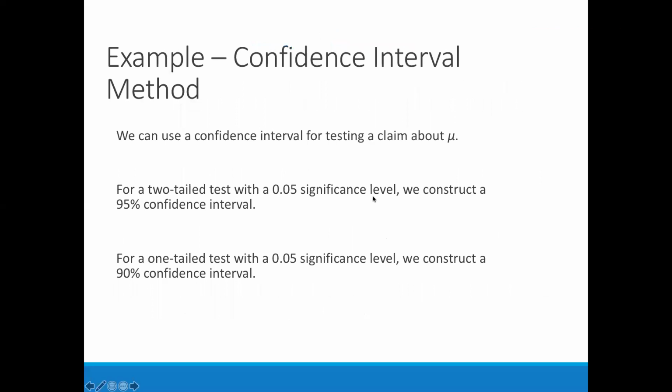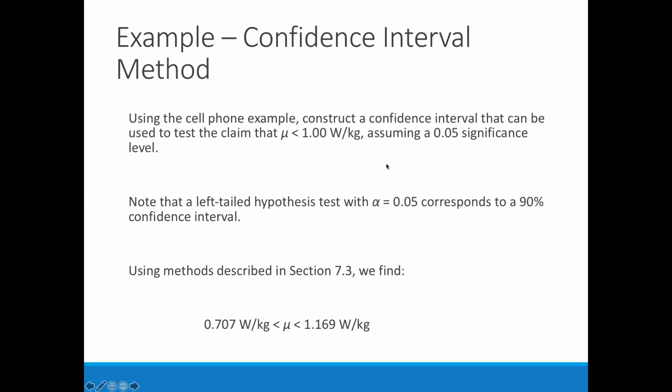All right, confidence interval method. We can use a confidence interval for testing a claim about a mean. For a two-tailed test with a 0.05 significance level, we construct a 95% confidence interval. For a one-tailed test with a 0.05 significance level, we construct a 90% confidence interval. That's basically because the way that we've constructed confidence intervals, we've done t alpha over 2. And so if you have a one-tailed 0.05, you do 90%, you're actually doing half of the alpha of 0.1, and you get 0.05. And that's why we say that's the significance level.